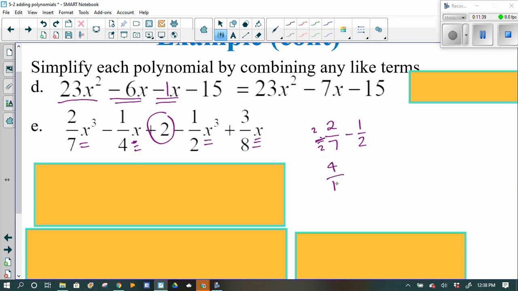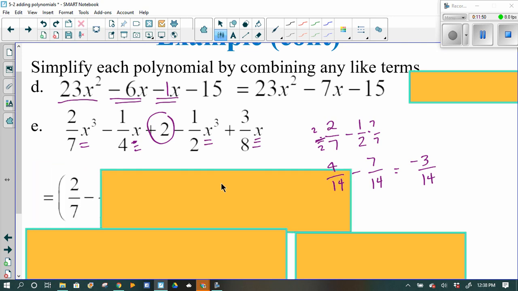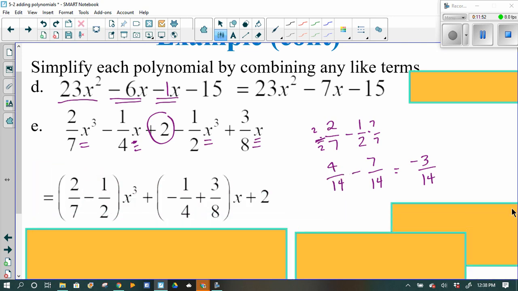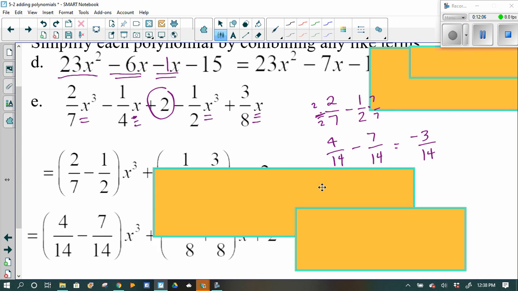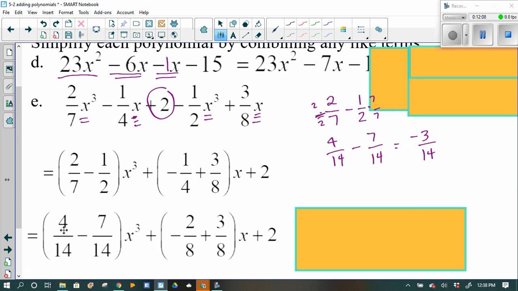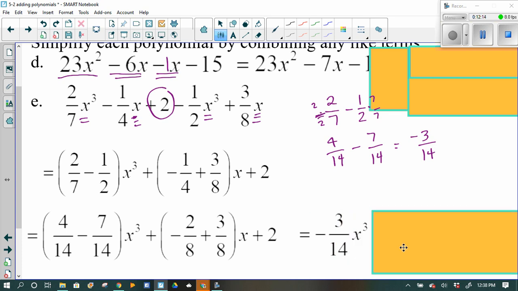So that's going to be 4 over 14 minus, and I'm going to multiply this one by 7. That's 7 over 14. So that gives me negative 3 over 14. So I should have, so here we're taking, oops, let me move this over here. So here you're grouping your 2 over 7, you're grouping your x's and so on. I didn't group them together over here, I just kind of jumped in. So we got 4 over 14 minus 7 over 14, which is what I got, which is going to bring us to negative 3 over 14 x cubed.